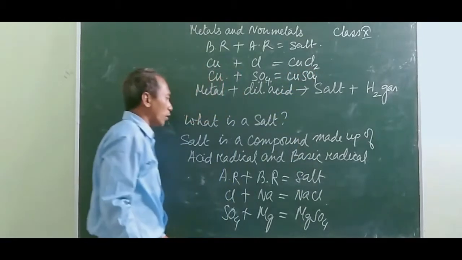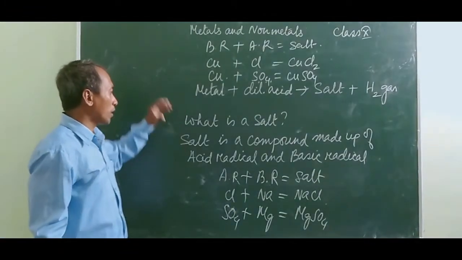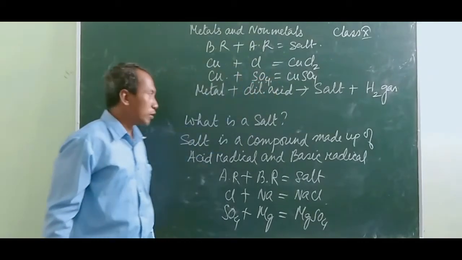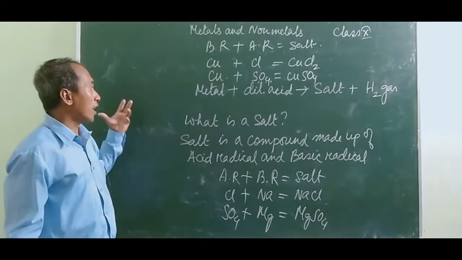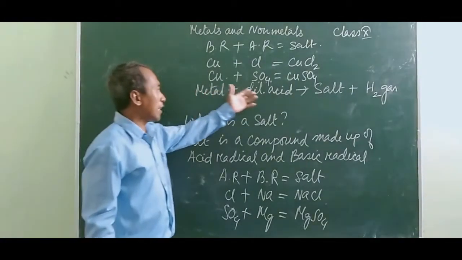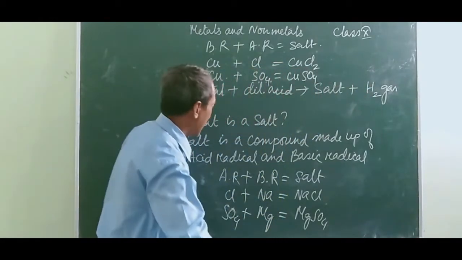So salt does not always mean what we eat, but it is a compound, or a molecule, made up of basic radical and acid radical, that is called salt. So we are discussing how metals react with dilute acid. Metal reacts with dilute acid to form salt and hydrogen gas. So let us see.